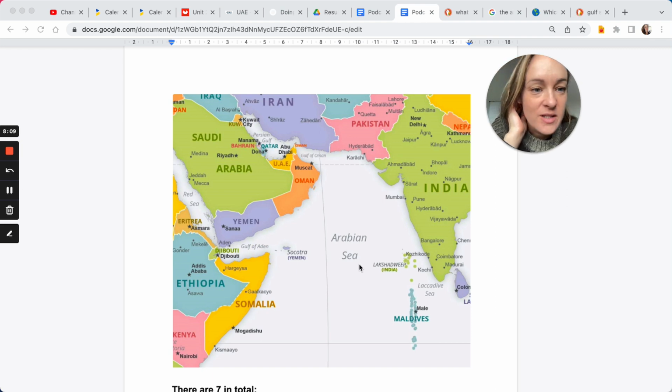Now let's look at the sea situation with the Iberian Peninsula. So to the east of Saudi Arabia, we have the Gulf of Aden entering here and going up. This is the Red Sea, and this leads up to the Suez Canal.